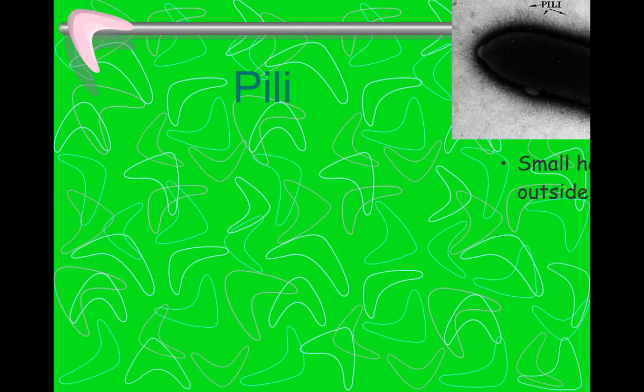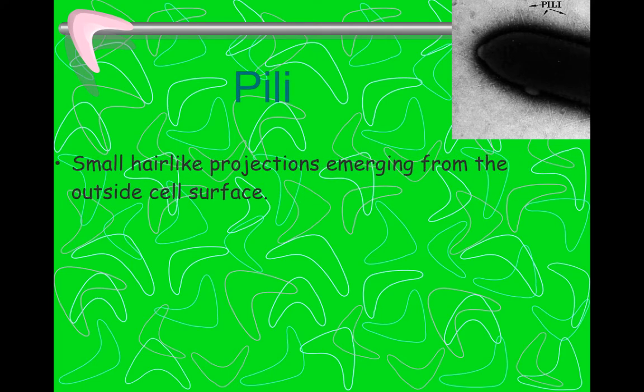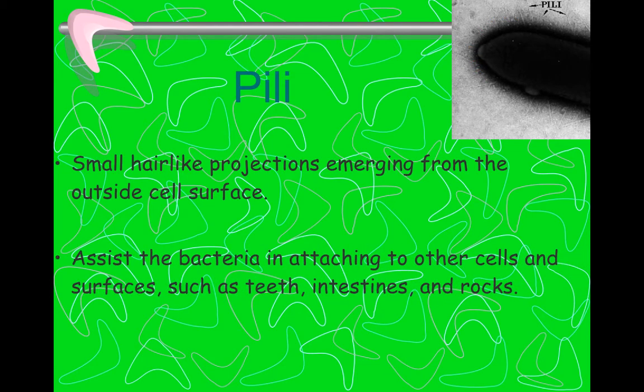All right, pili. So what are pili? They're small hair-like projections emerging from the outside cell surface. So if you can kind of see, it looks like little hairs. They help bacteria to attach to other cells or surfaces. So if we check your keyboard and how it has all this bacteria stuck on it, that's probably because of the pili. It also can attach to your teeth.